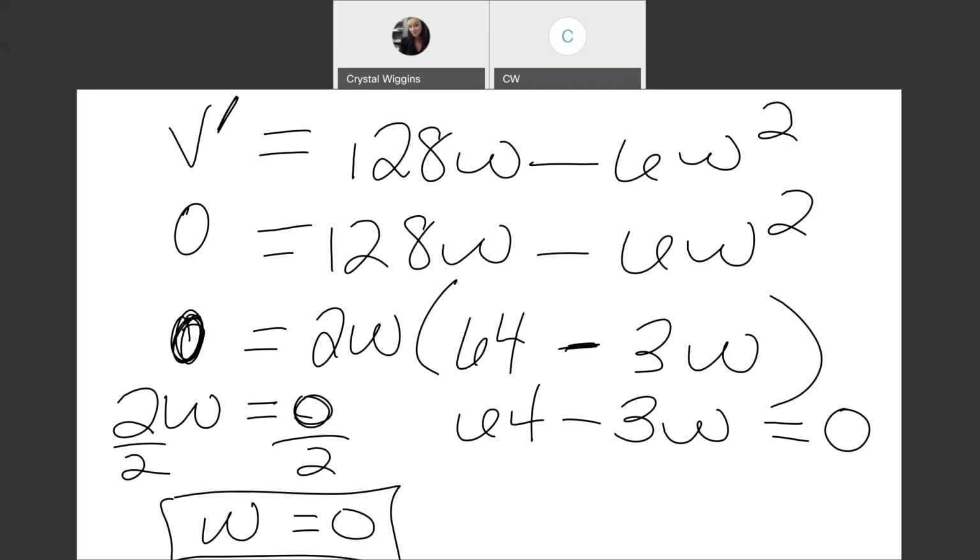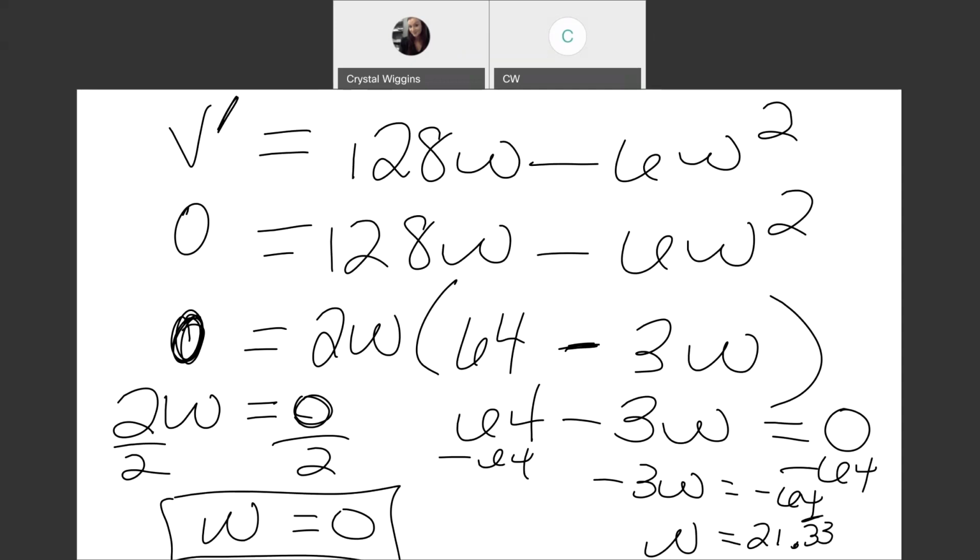The other critical value, we have to subtract 64 on both sides. So we get -3W is equal to -64. Divide both sides by -3. I don't have room to write it, but we have 64 divided by 3 gives us a width of approximately 21.33 if we did not keep it exact. We could keep it 64 over 3 if we wanted to be exact.